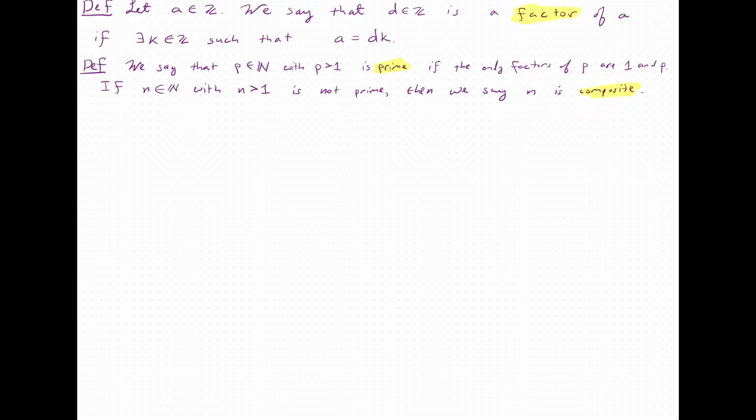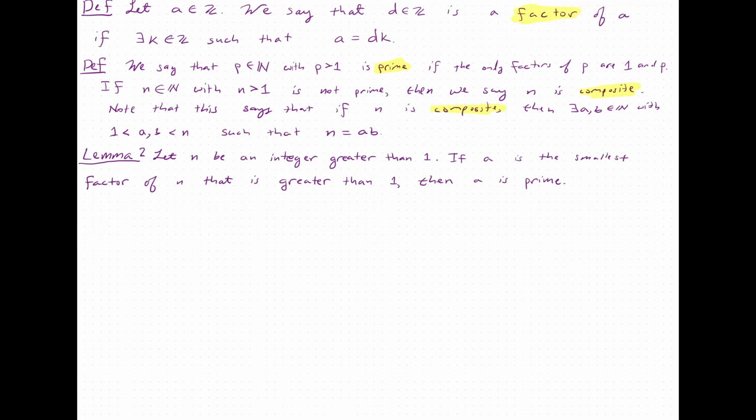Note that this here is equivalent, so this says that if n is composite, then there exist natural numbers a and b with 1 strictly less than a, b, so both a and b are greater than 1, and both are less than n, such that n is equal to a times b.